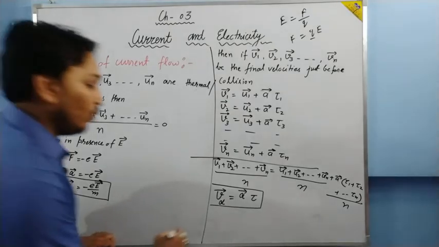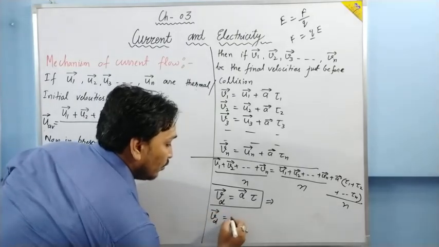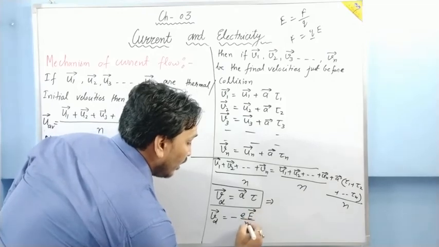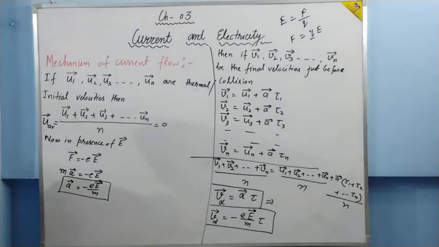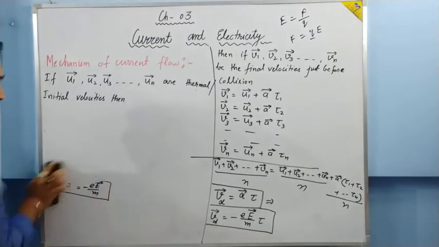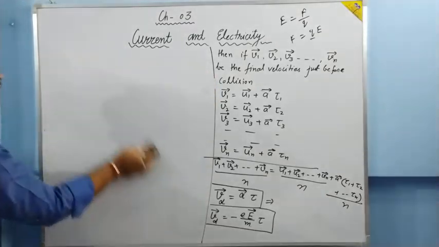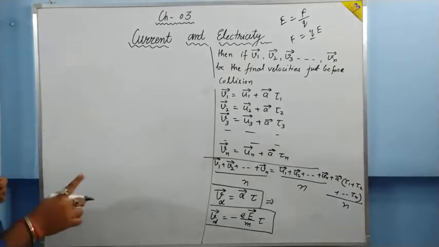If we put the value, we are going to have vd vector is equal to minus e vector upon m into tau. Okay, so this is the formula for drift velocity. Notes will be provided, but not today. It will be provided, don't worry. You can note down from the board also. Pause the screen and note it down. Don't wait for the notes. Vd is equal to minus e vector upon m into tau.